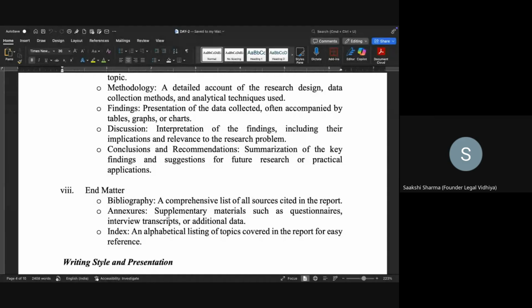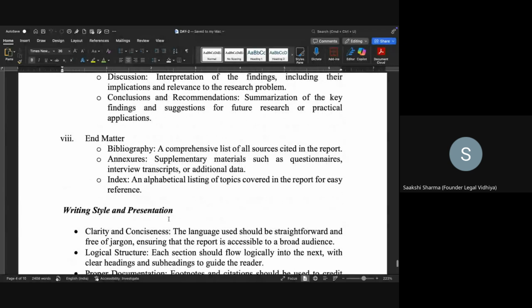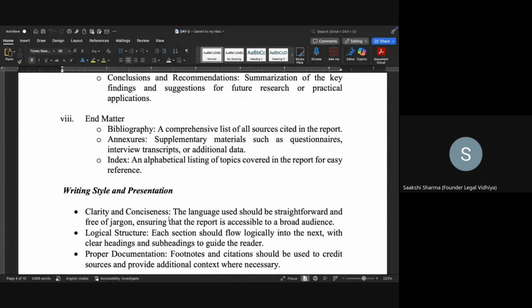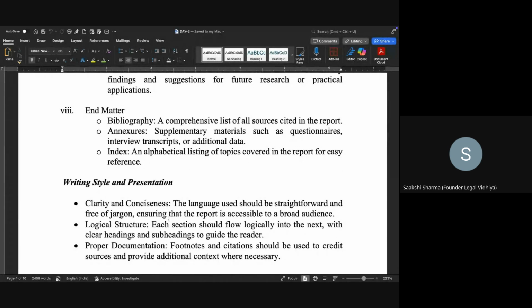एंड जब भी आप अपना रिसर्च पेपर लिखते हो, इट इज ऑलवेज concise, there is a logical structure and there is proper documentation, and that is how you write your research report.